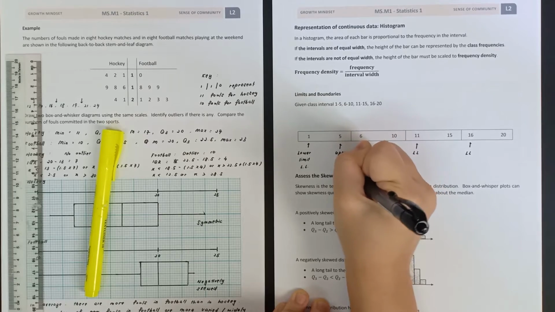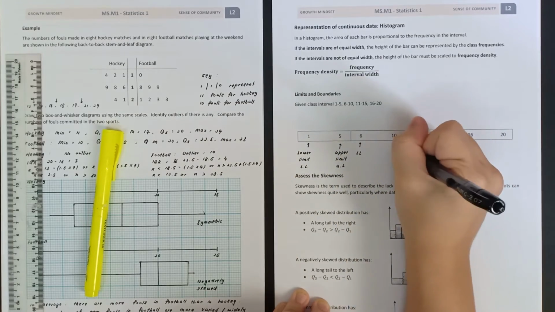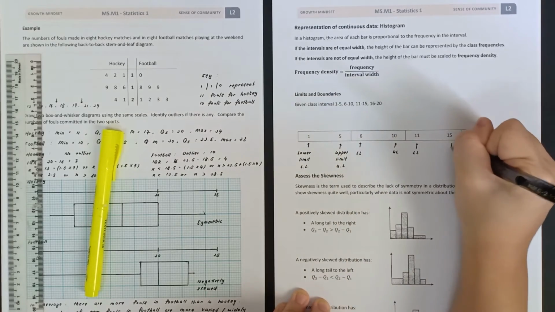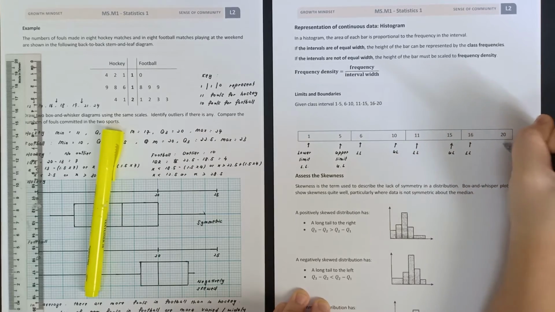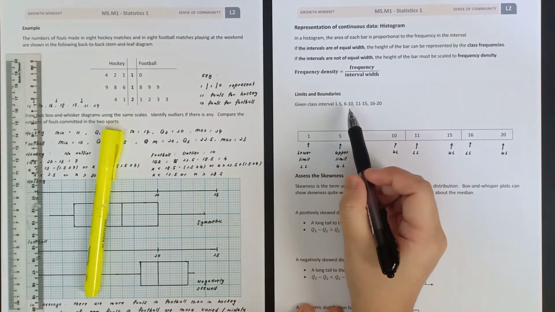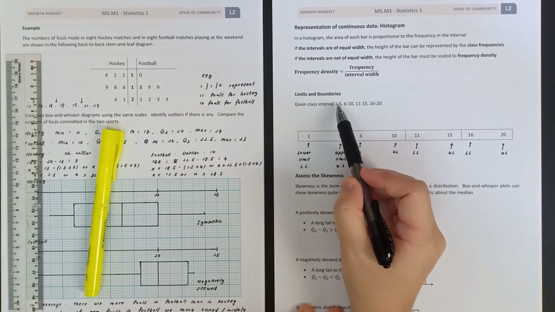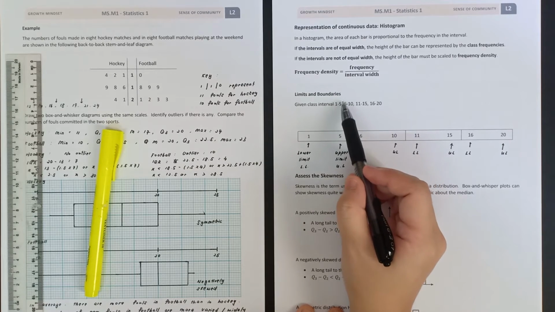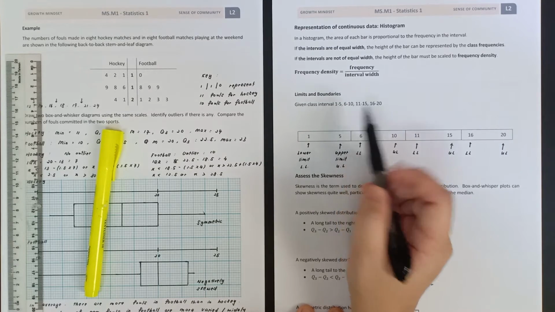So I'll write here as UL. Okay, so this one is UL also. Then this one is UL. This is UL also. Okay, so now you can see that for every class interval, normally it's not like 1 to 6, then 6 to 11. There's going to be something in the middle here.